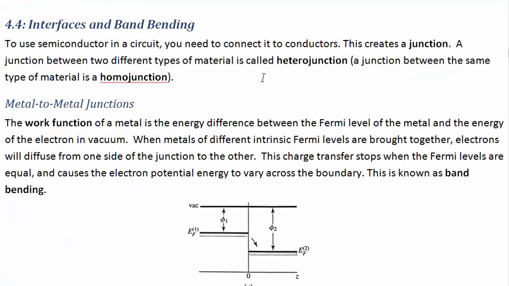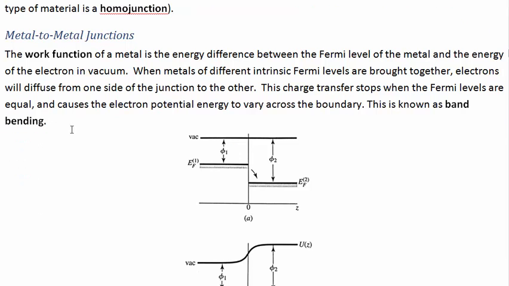4.4, interfaces and band bending. If we actually want to use a semiconductor in some kind of circuit, we're going to need to connect it to conductors, so our wires. This creates a junction. A junction between two different types of material is a heterojunction. A junction between the same type of material would be considered a homojunction.